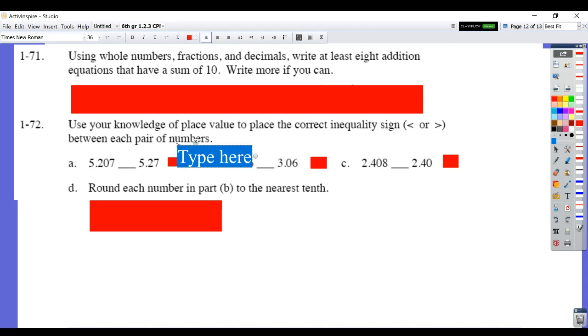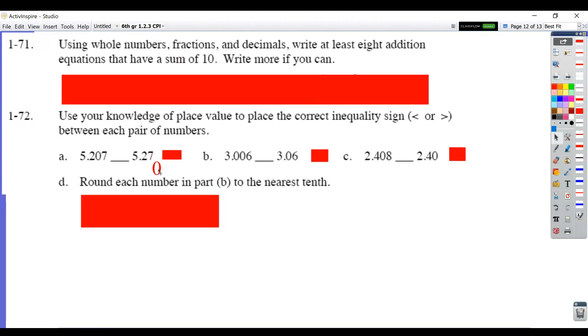For example, on 171, I could add a non-essential 0 behind the 7 here, so that I'm now comparing 5 and 207 thousandths to 5 and 270 thousandths. That's called a non-essential 0 because it doesn't change the value of the number, but now you have the same number of decimal places, which is 3 in each case, which might make it easier to make the comparison.